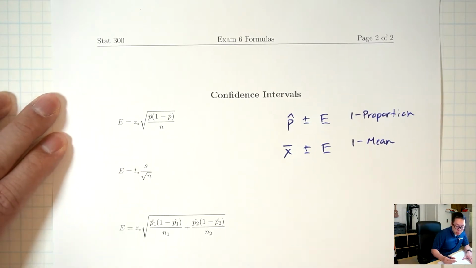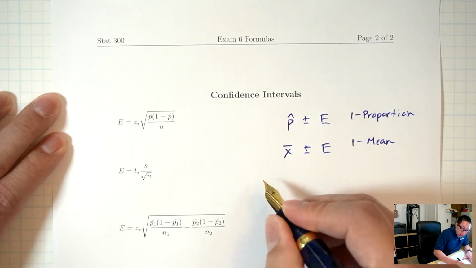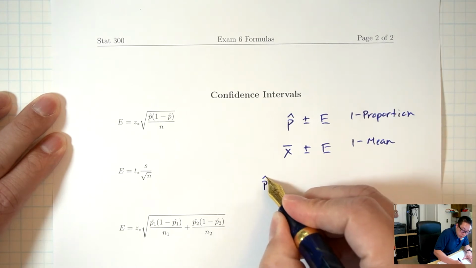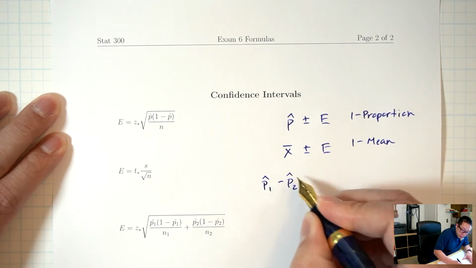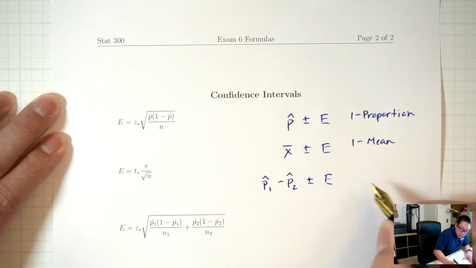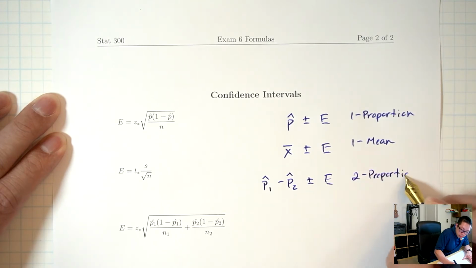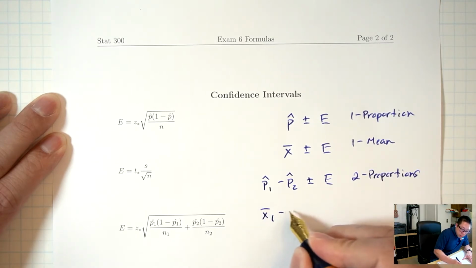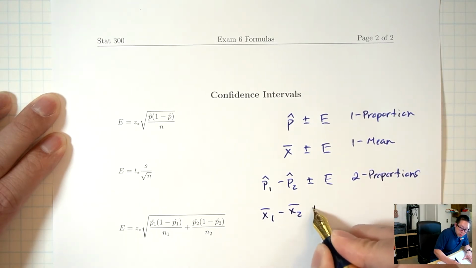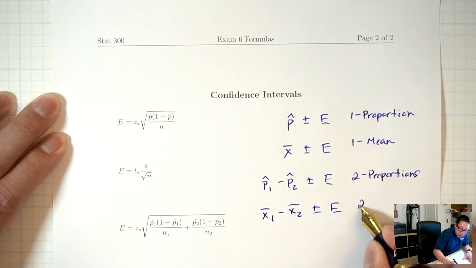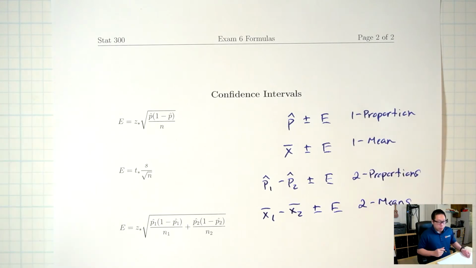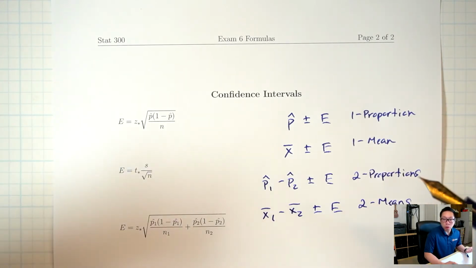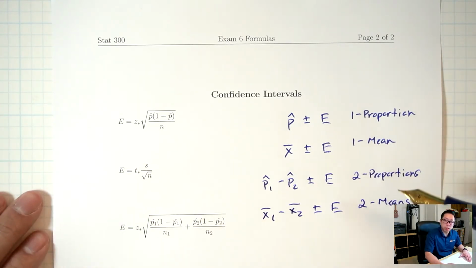For the two proportion situation, the end product is going to look like P1 hat minus P2 hat plus or minus the margin of error. That's for the two proportions. The two means is going to be x1 bar minus x2 bar plus or minus the margin of error. That's for two means. And the question is, how do you find the margin of error? So it's different in each one of these situations.